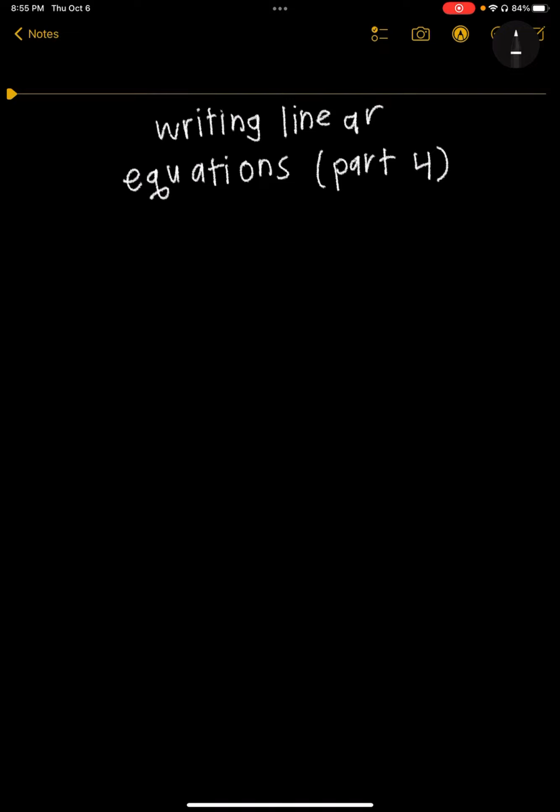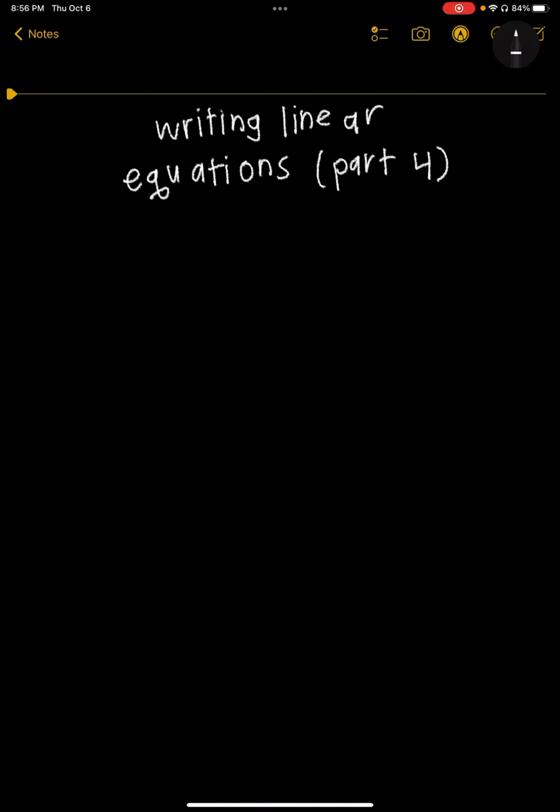Hi everyone, so today we're going to be talking about how to write linear equations. This is part 4 of writing linear equations. In this case, we're going to talk about how to write linear equations when you're given a point and then a slope either parallel or perpendicular to the line that you want to write.